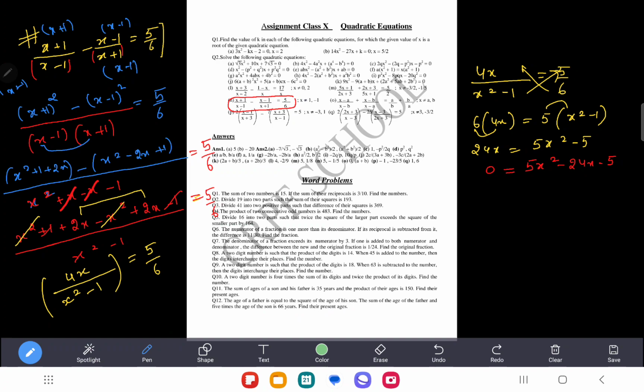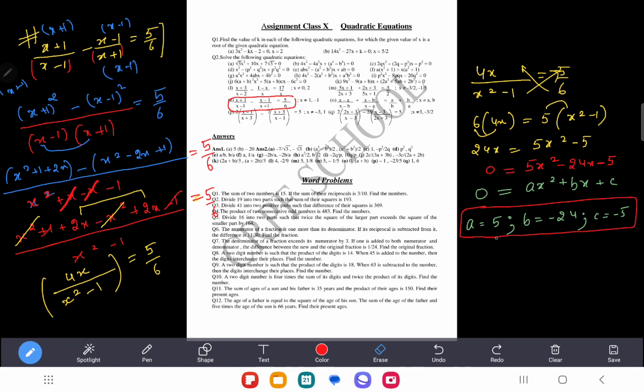Yes or no? So that is what it becomes. So basically, what is it going to become? Compare it now with ax square plus bx plus c equals 0. So a shall be 5, b shall be minus 24, and c shall be minus 5, isn't it? So when you have a as 5, b as minus 24, c as minus 5, what exactly do you think it is going to be? So a is going to be 5, b is there, and simply you can solve for x now, the alpha beta values.